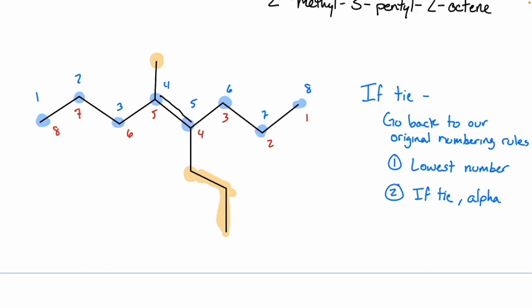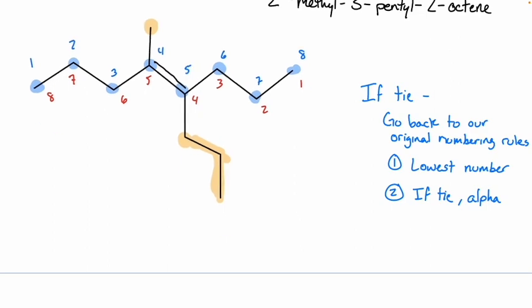Right? So now I would go back to my original numbering scheme. All right, well, neither of these two are going to be lower. We have a 4 and a 5 versus a 4 and a 5, so that's not going to work. So then I have to go to the next rule here, which is our tiebreaker for alpha order, and methyl comes before propyl. So 4-methyl, 5-propyl, 4-octene.